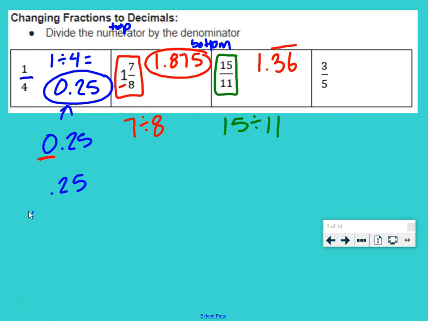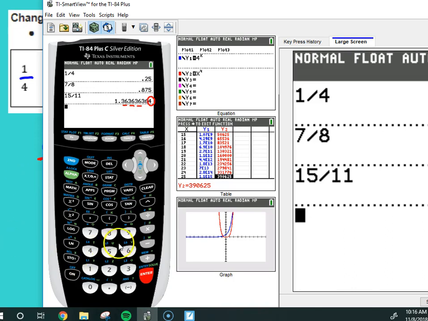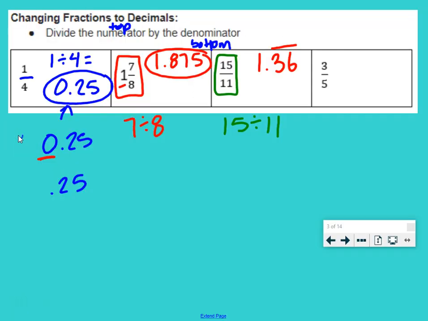And then lastly, 3 divided by 5. We go to our calculator and we type in 3 divided by 5. That's our fraction, and we get 0.6. Then remember, our calculator doesn't do it, but we do need to put that 0 in front of the decimal point, 0.6.